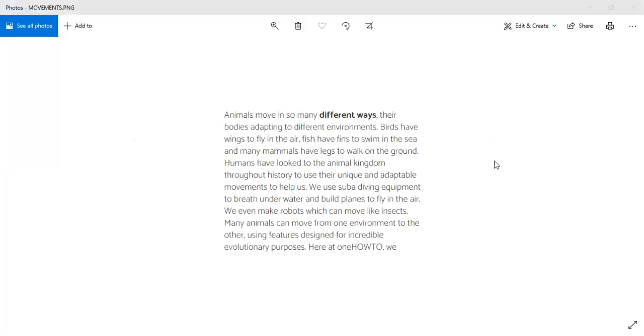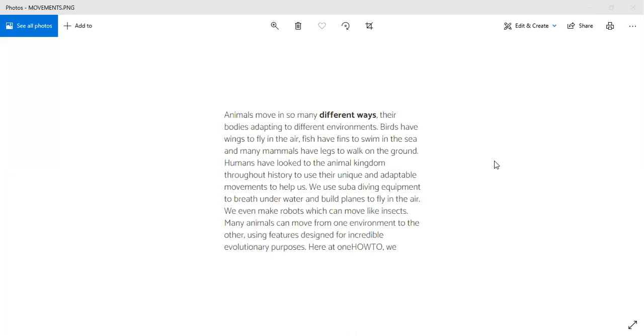Animals move in so many different ways, their bodies adapting to different environments. So there are different ways for the animals. And when we are talking about animals, we will talk about the birds also. They have particular organs inside their body which help them to survive. You have seen birds flying in the air. We cannot fly in the air. Fish remain in the water their whole life, and they spend their life in water because they have particular organs, fins and gills.